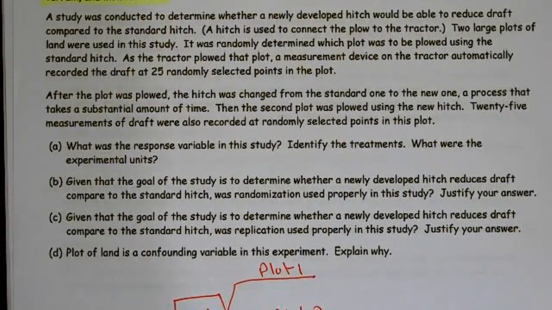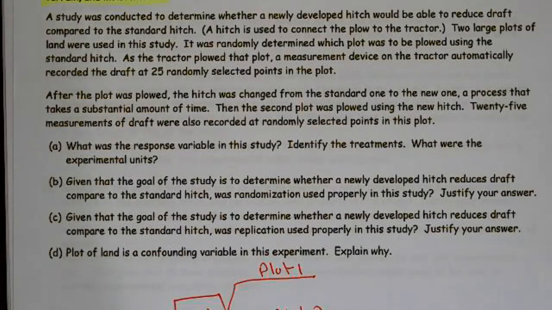After the plot was plowed, the hitch was changed from the standard one to the new one, a process that takes a substantial amount of time. Then the second plot was plowed using the new hitch. 25 measurements of draft were also recorded at randomly selected points in this plot.